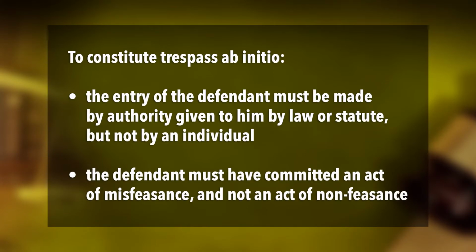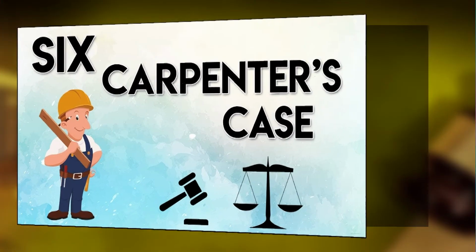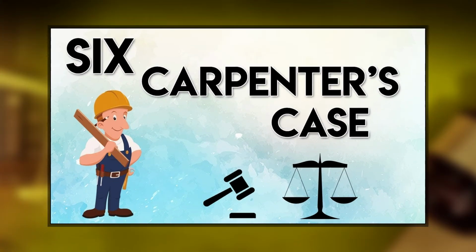To constitute trespass ab initio, the entry of the defendant must be made by authority given to him by law or statute, but not by an individual. The defendants must have committed an act of misfeasance and not an act of nonfeasance. The leading case on this point is popularly known as the Six Carpenters case.